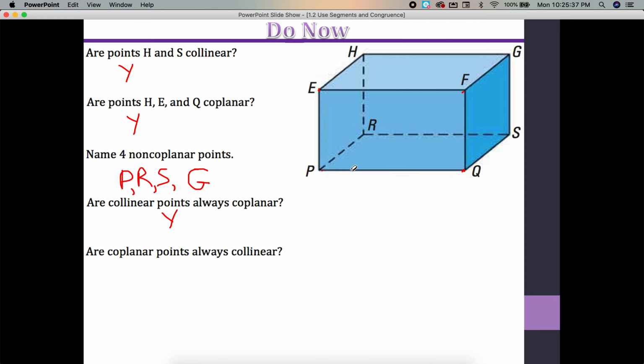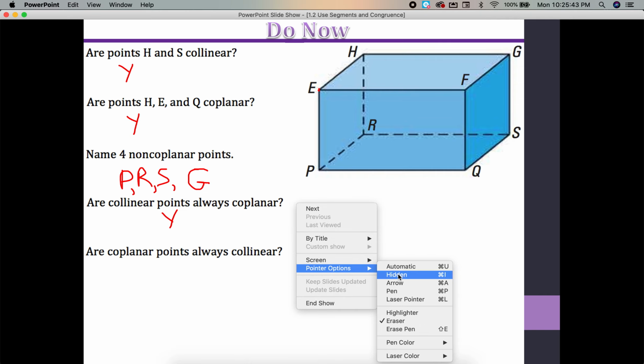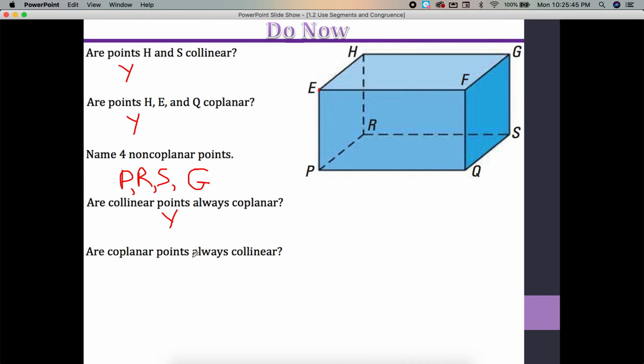What if I go backwards with this? What if I ask if coplanar points are always collinear? Notice the word always, which means if I want to disprove this conjecture, if I want to undo an always statement, all I need is one counterexample. So can I think of some points that sit on a plane but not the same line? And the answer should be an easy no. It is not the case that coplanar points are also collinear.